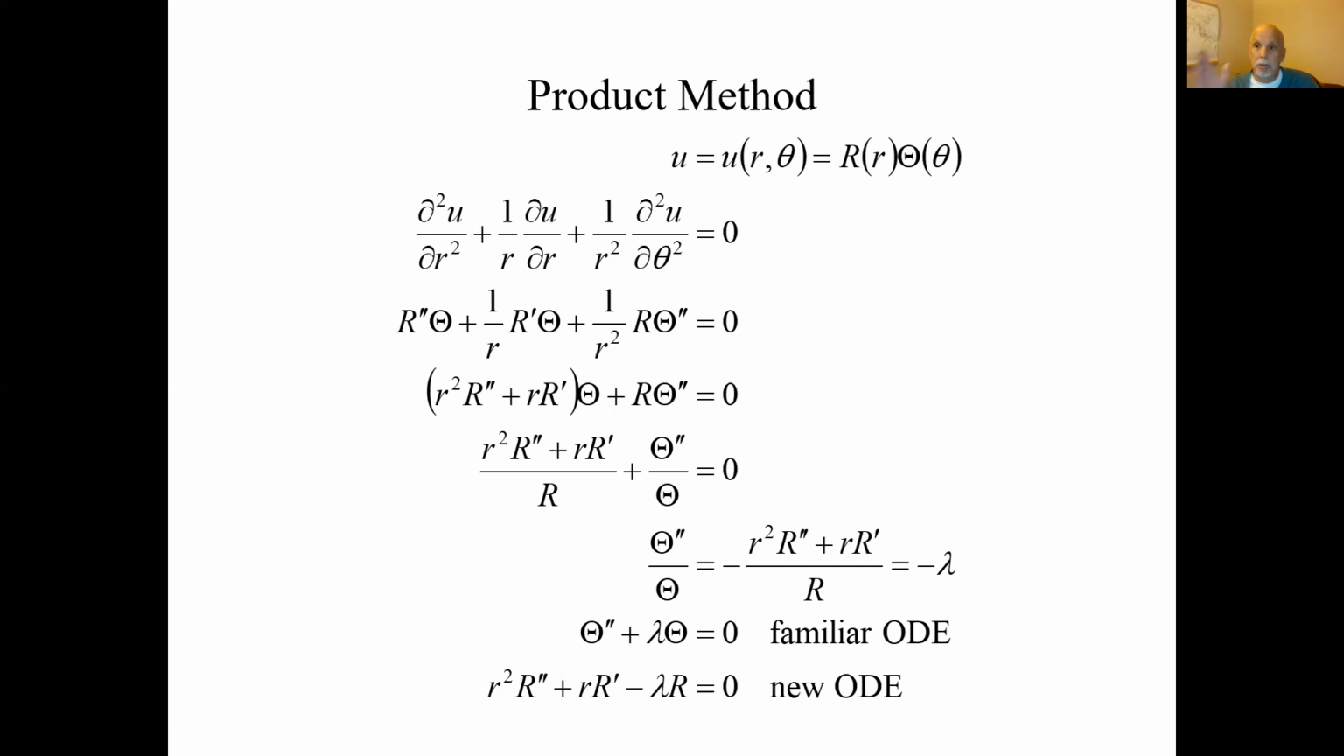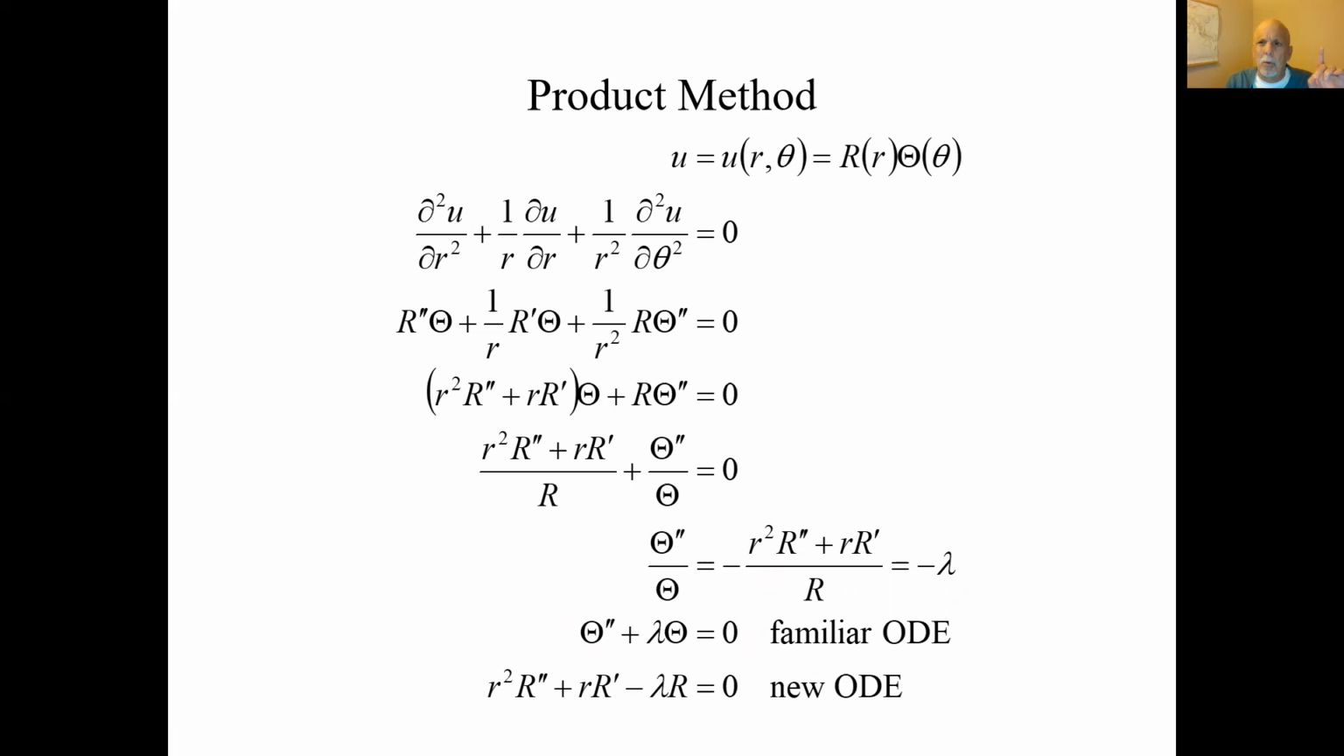Now we start doing some algebra to separate r's from thetas. First, we'll multiply through everything by r squared. At this point, we'll divide by big R, big theta. You get that. So we have them separated. Big theta double prime over big theta equals a separating constant, and the R equation equals the same separating constant. The big theta equation then turns out to be this familiar second order equation that we've encountered before in rectangular coordinates. The R equation, it's a new one that we didn't encounter when we did rectangular coordinates.